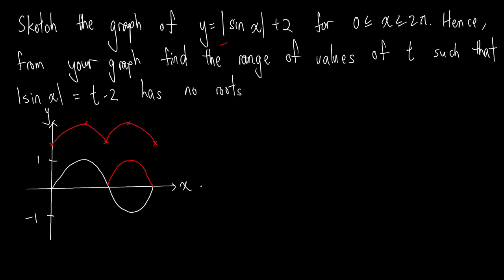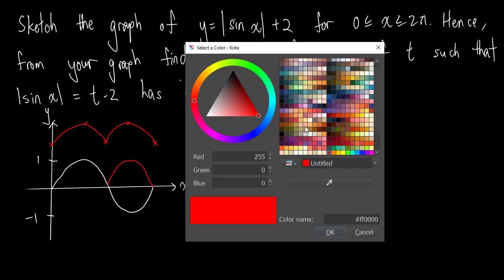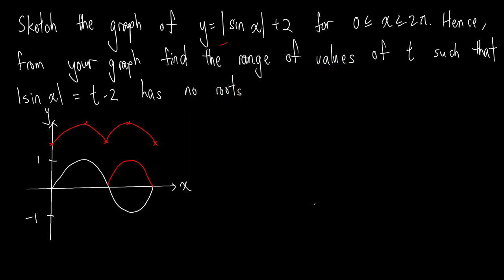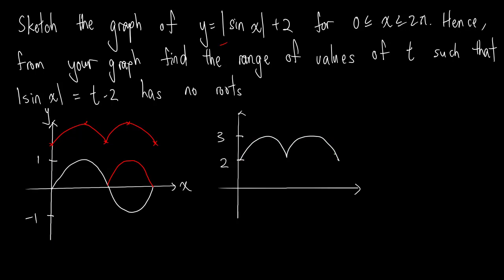In the end, I'm just going to redraw this so that it won't look so messy. I will change back to white. So you will have 2 and 3. Draw the curve. Here you go. You have the final curve.